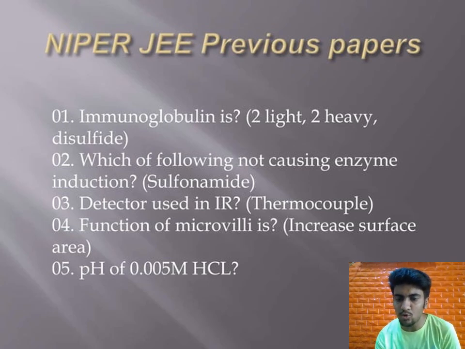It has paratopes and epitopes, right? And then there are two regions, two fragments, Fab and Fc. The Fc fragment represents the constant region, while the Fab fragment represents the variable region.